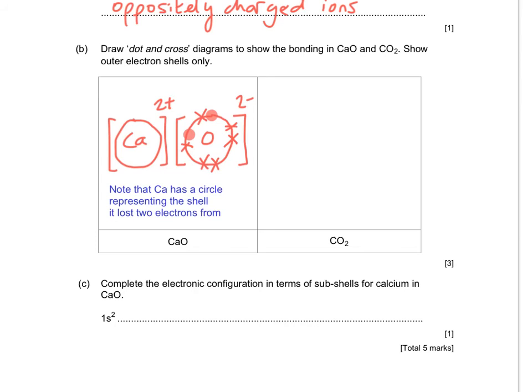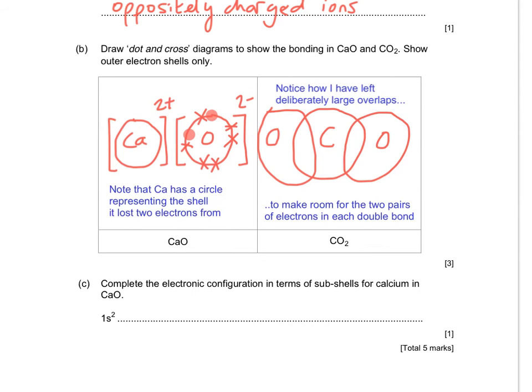And the reason that the circle around the calcium ion is there is because it represents the shell it lost 2 electrons from. You could actually just leave it out if you wanted. Sometimes people just leave out the circle. But if you do put the circle in, just make sure there's no crosses or dots on it.